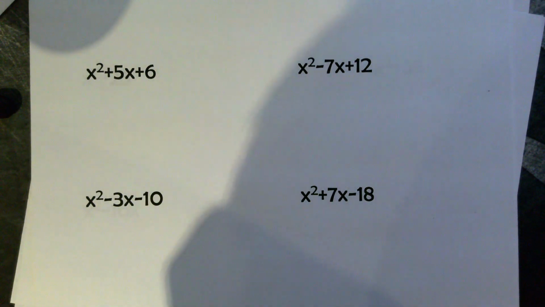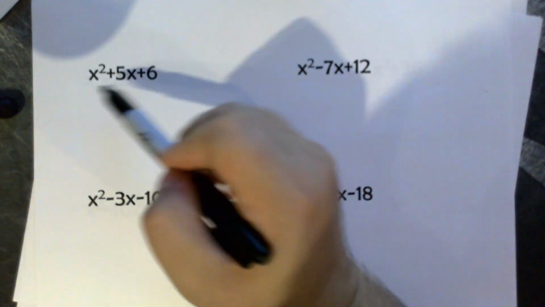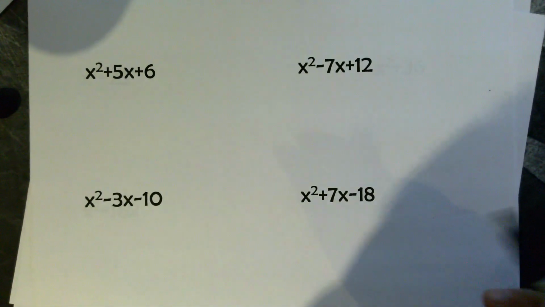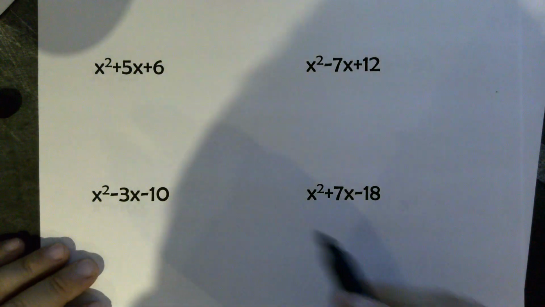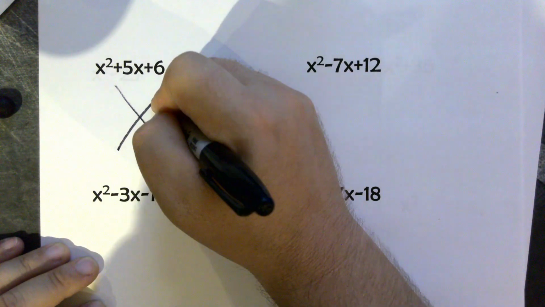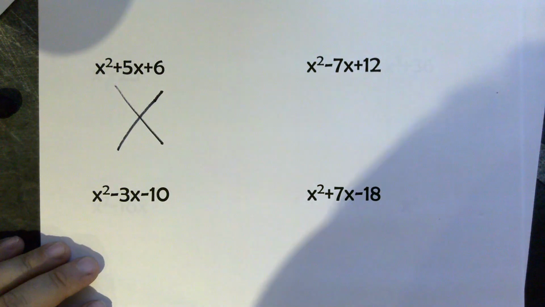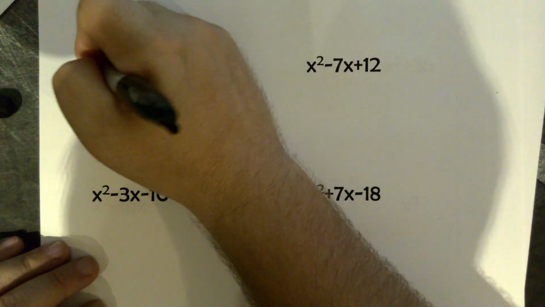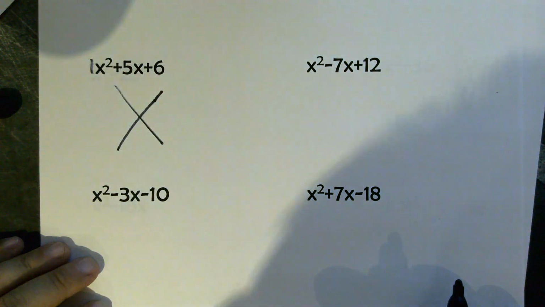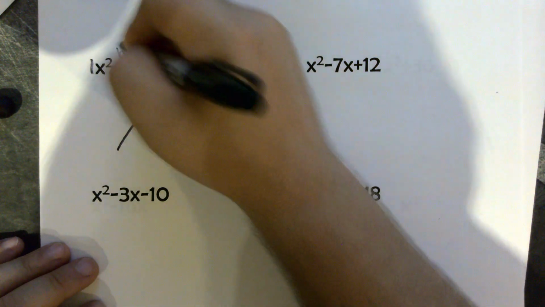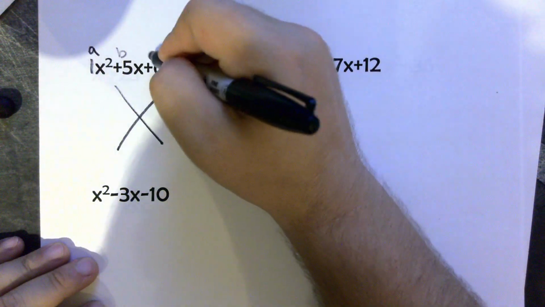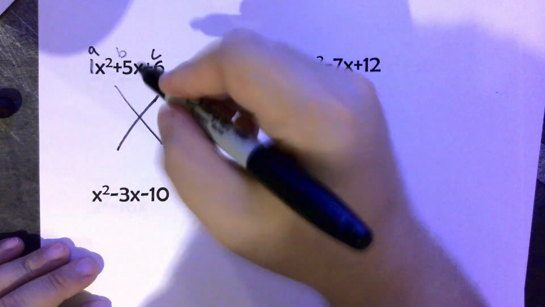When you see a trinomial, so we've got 1, 2, 3 terms, and it's a quadratic trinomial because it's got a leading exponent of 2, you're going to want to play the x game. So to do the x game, you simply make an x. And you want to identify the a, b, c values. So our a value here in the front is 1. Our b value is positive 5. And our c value is positive 6.